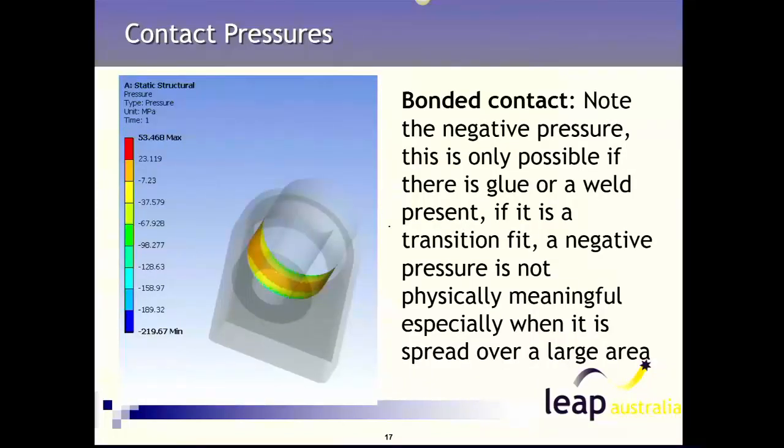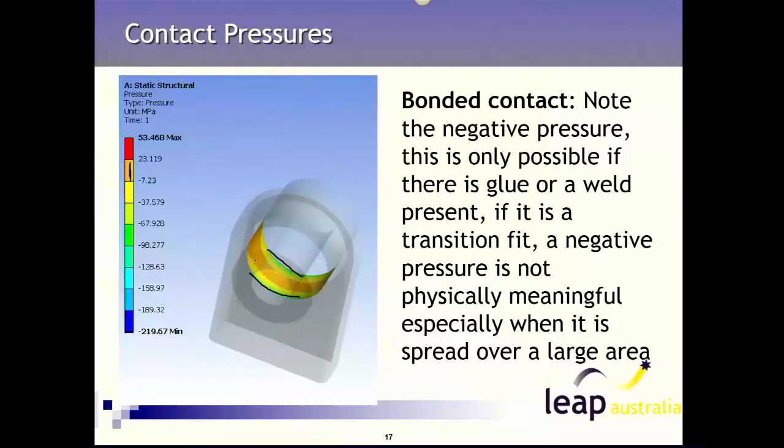Okay, so if we look at a bonded contact, this is a contour plot of the contact pressure. You can see that there's quite a large amount of negative contact pressure. Somewhere between this colour here, that's where it's sticking. So it's trying to pull away on the outside, and there's a band that's sticking in the middle.